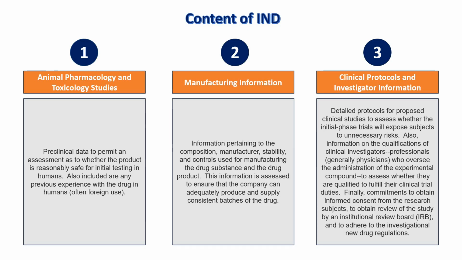The second one is manufacturing information. Manufacturing information pertains to the composition, like what excipients the drug product contains, who the manufacturer is, stability, like for how many months or what period the drug substance and the drug product remain stable, and the controls that have been used during the manufacturing of drug substance and drug product. All this information is very important because it ensures that the product the company has produced is consistent. The batches that the company has produced are consistent. There are no variations between the batches. If there are variations, it will ultimately affect the patient's health. That's why this information is very important. There should be controls in place during manufacturing to ensure consistency between the batches, and all this information is a part of the IND.